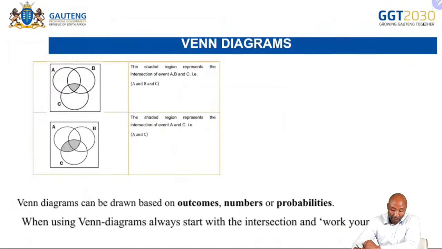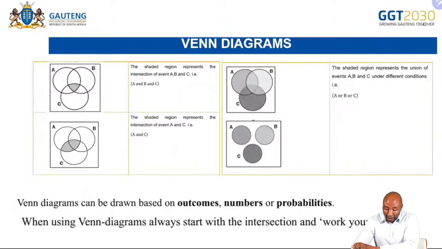Now, we also have Venn diagrams that involve three events, and you will see that the intersection of the three events will be given by the top one there. And we also have an intersection of only two of the events, which are A and C there. And then we also have the shaded region to represent the union. The union means A or B or C will be represented by the shaded region.